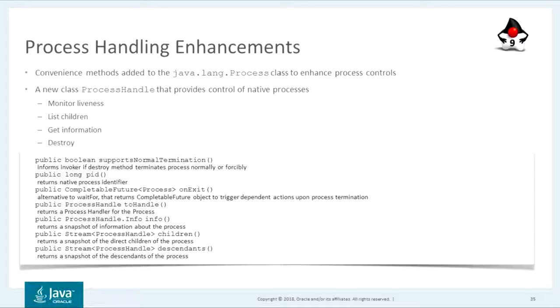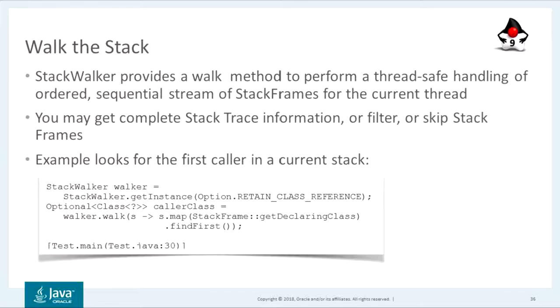Some process handling enhancements with the class java.lang.Process allows you to monitor processes that are outside of your Java virtual machine, access them, look at their process IDs, look at how they support termination, what to do on exit, are there any child processes, descendants, etc. So this is a collection of new methods that's available for handling such processes.